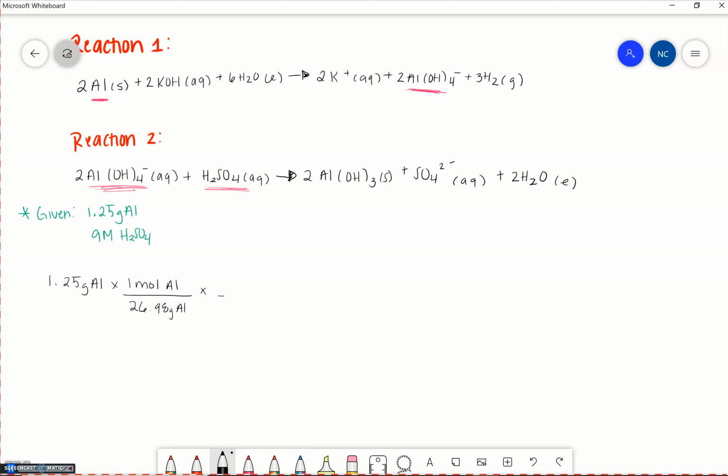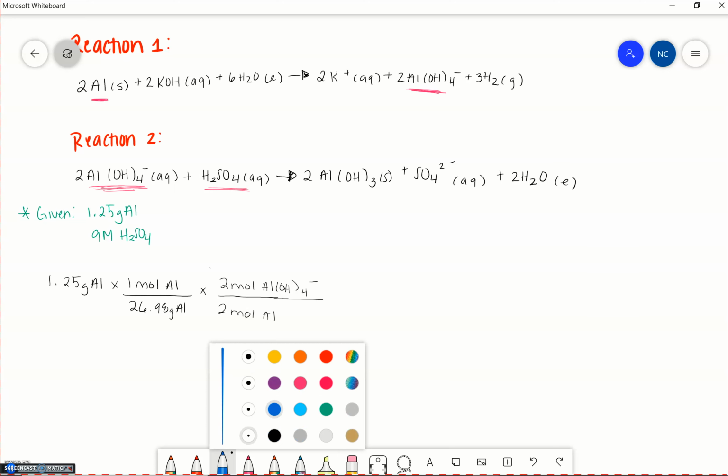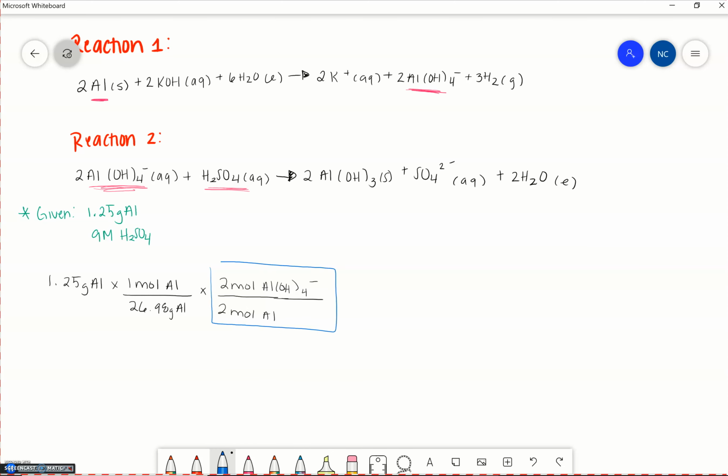So there is 2 moles of aluminum, and then 2 moles of aluminum hydroxide 4-. And this is from reaction 1.